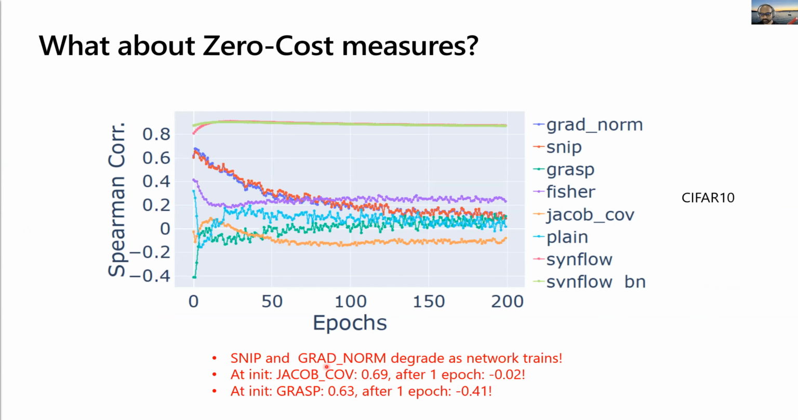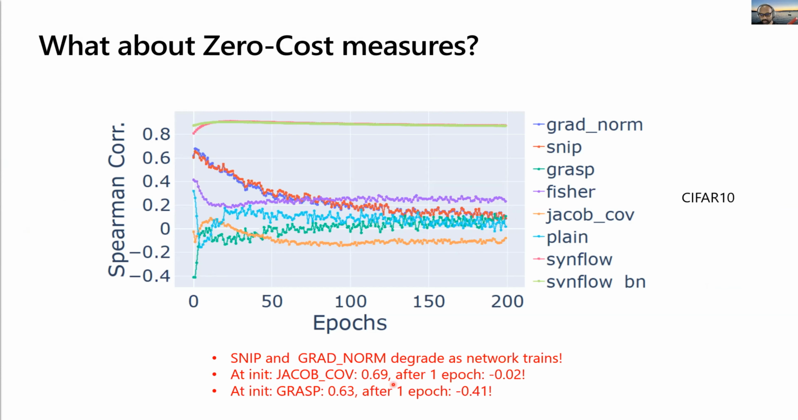For example, SNIP and grad norm. Where is SNIP and grad norm? Yeah. So they start from around 0.6, which is not bad as a Spearman correlation, and then they degrade to almost 0 by 200 epochs, right? And 200 epochs is what NATS-Bench 201 does, and this is over that same 1,000 architectures.